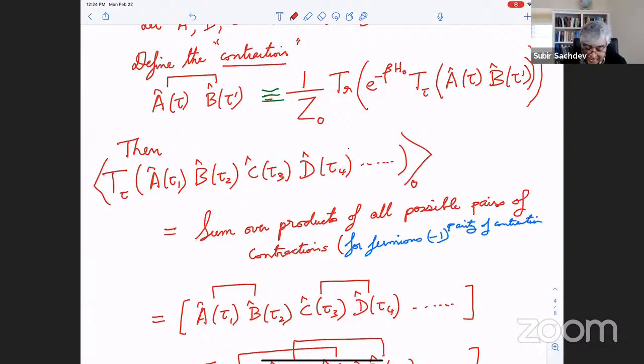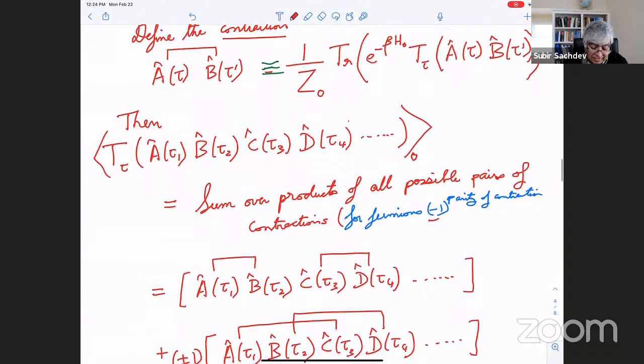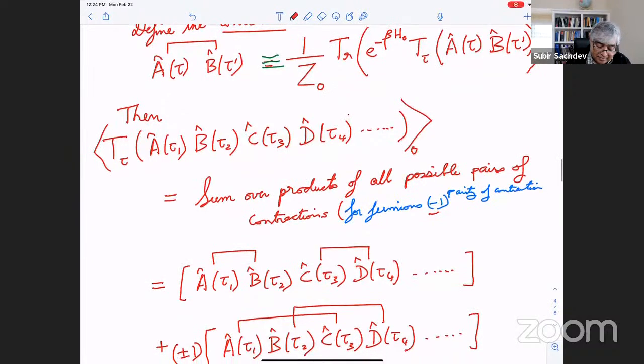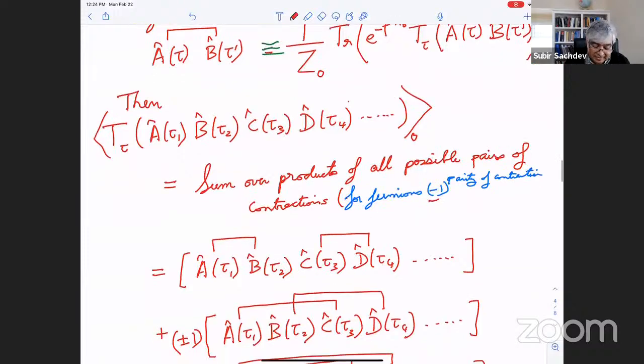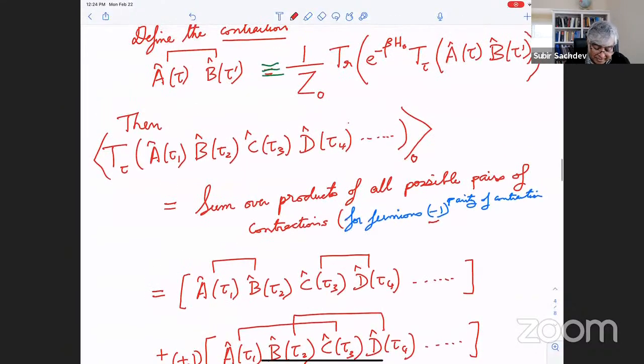And for each product, there's a parity that you have to worry about, which is minus one to the parity of the contraction. So let me just illustrate this. If I have A, B, C, D, what is one possible contraction? You have to contract every operator. So every operator has to contract with somebody. A contracts here with B, and C contracts with D. That's the simplest possible contraction.